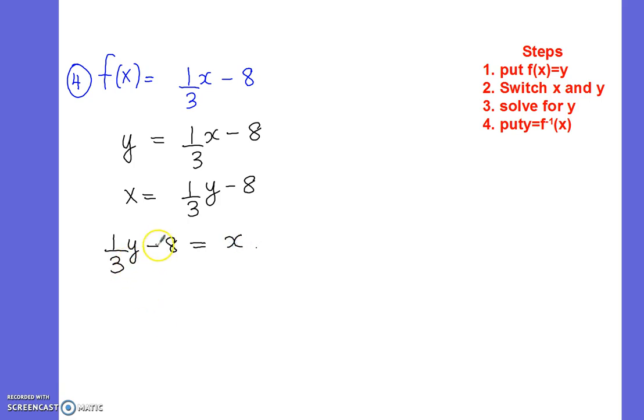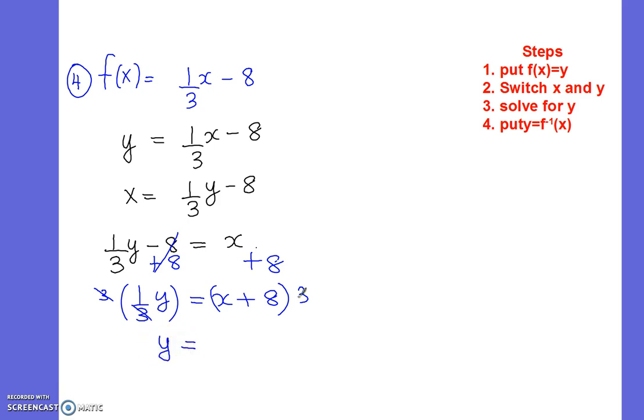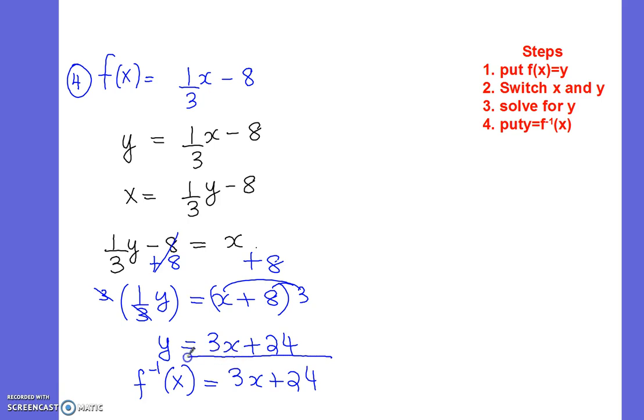So how do I solve for y here? I have to first cancel the negative 8. So I have to add 8 on both sides. So they cancel. I get 1/3 of y is equal to x plus 8. We cancel a denominator by multiplying by 3 on both sides. So 3 and 3 will cancel and I'll get y by itself. But we know this 3 is for both of them. So when you distribute, you get 3x plus 8 times 3 is 24. Last step. Instead of y, you put f inverse of x, which is 3x plus 24, and that is your final answer.